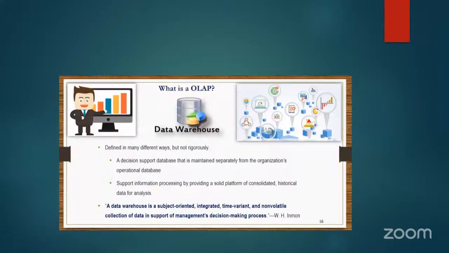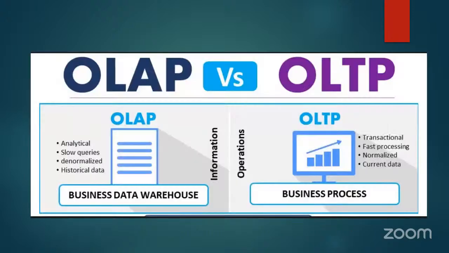A data warehouse is defined in many different ways, but not rigorously. The data is not going to be changed continuously in a data warehouse. In a data warehouse we have data that is historical, right? So this is the OLAP. That's why we are not able to connect OLAP directly to OLTP, due to the database difference. We have mainly two kinds of databases anywhere you go: one is OLTP and one is OLAP. So this is a difference.